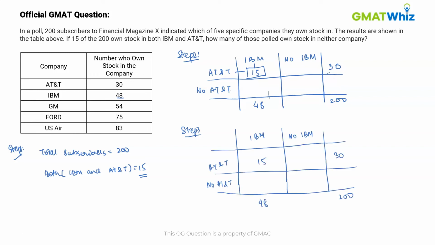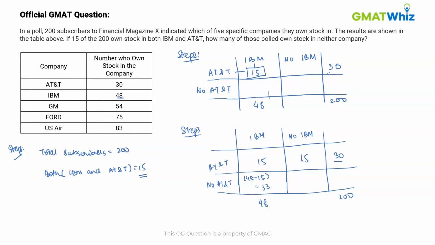Now since the row total of the number of subscribers who own stock in AT&T should be equal to 30, and the number of subscribers who own stock in IBM as well as AT&T is 15, then the number of subscribers who own stock in AT&T but not in IBM should be equal to 15. Similarly, the number of subscribers who own stock in IBM but not in AT&T will be equal to 48 minus 15, which is equal to 33.